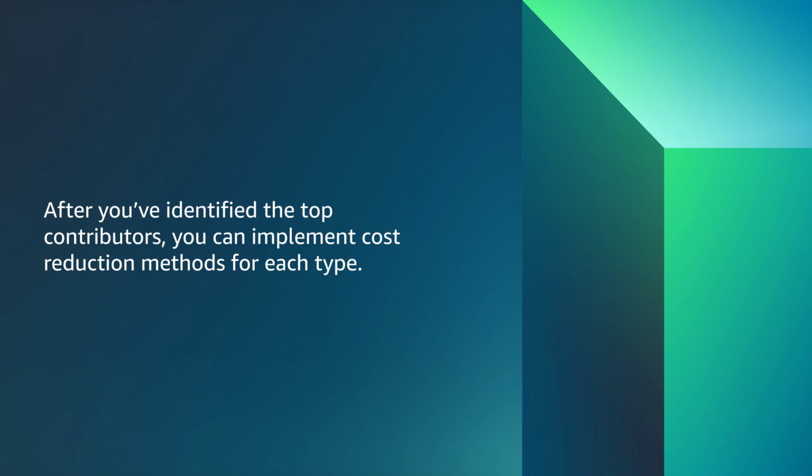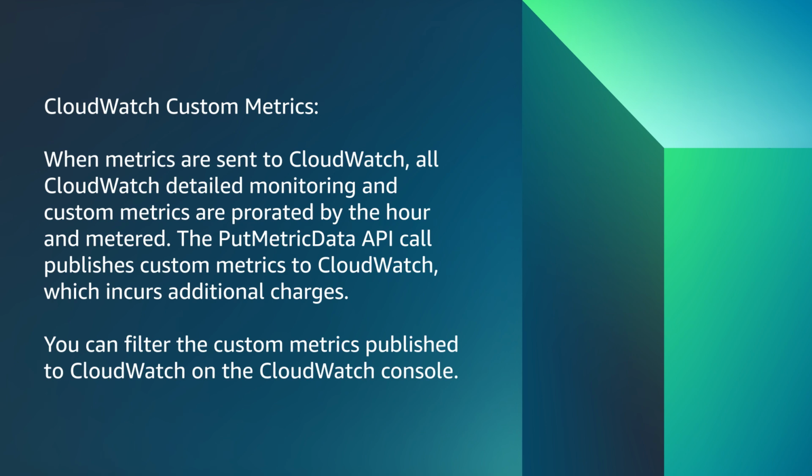After you have identified the top contributors, you can implement cost reduction methods for each type. For CloudWatch custom metrics, when metrics are sent to CloudWatch, all CloudWatch detailed monitoring and custom metrics are prorated by the hour and metered. The PutMetricData API call publishes custom metrics to CloudWatch, which incurs additional charges. You can filter the custom metrics published to CloudWatch on the CloudWatch console.